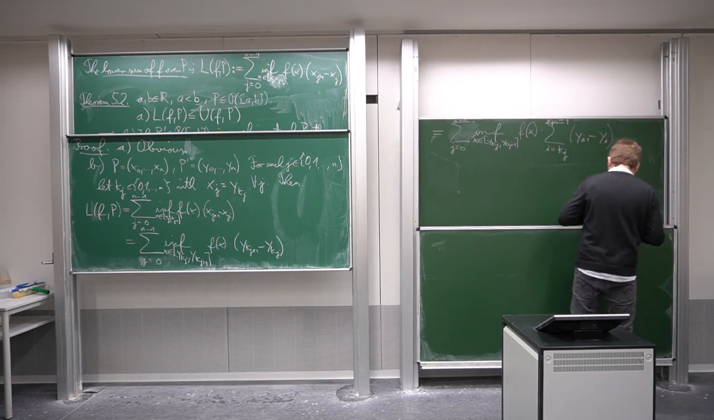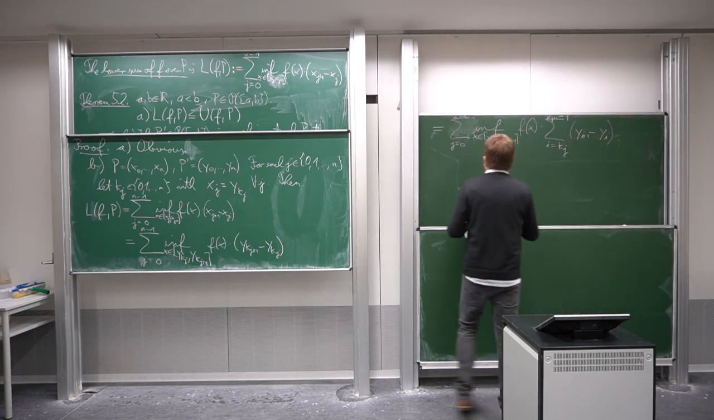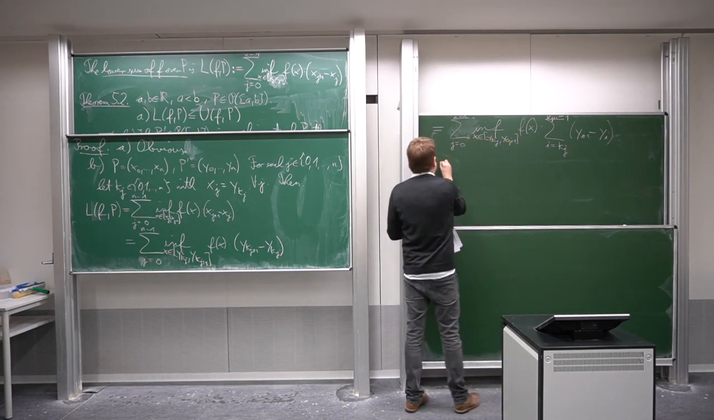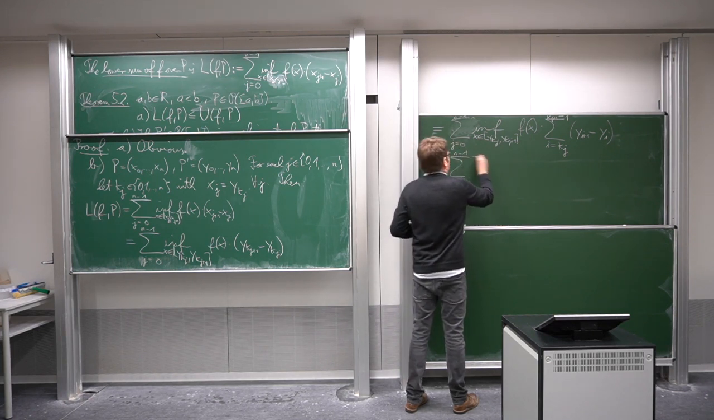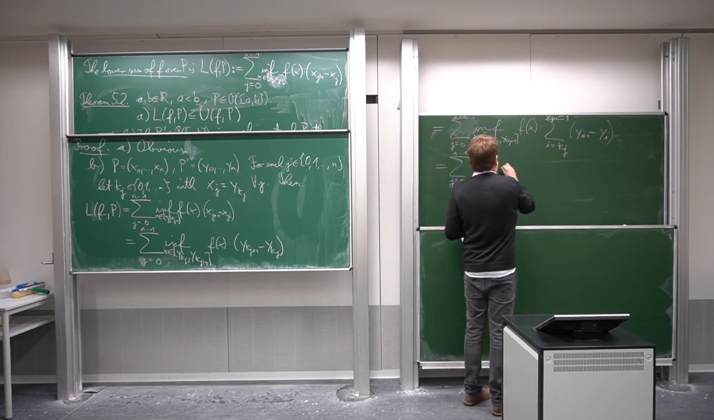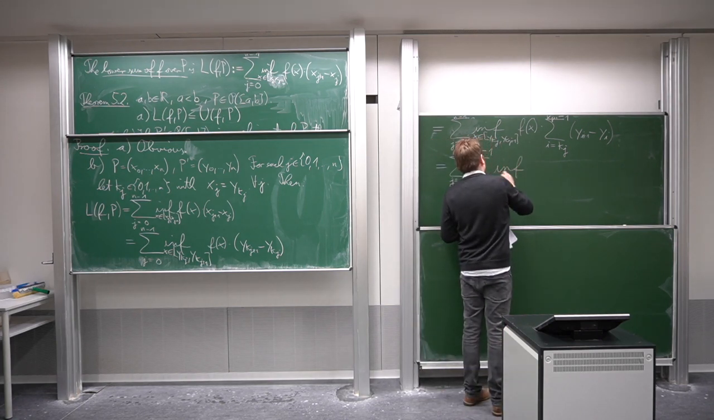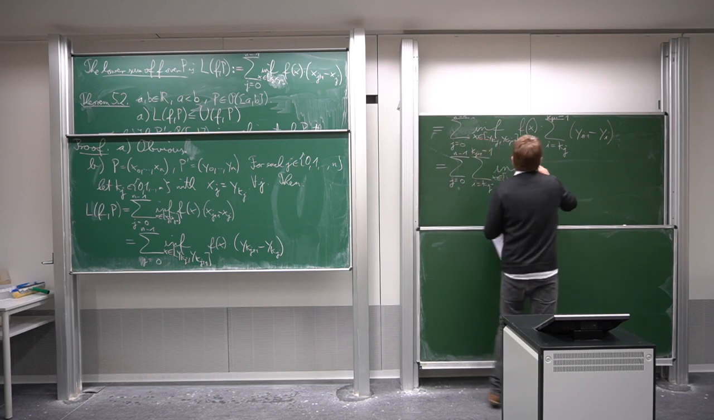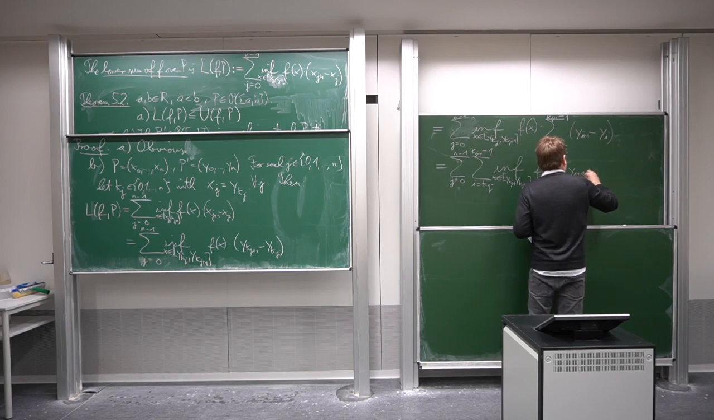Okay, we can now reorder these things by putting the sum in between, so basically multiplying each summand with this here. So this is the sum over j from 0 to n minus 1, sum over i from k_j to k_{j+1} minus 1, of the infimum of f(x) for x in the interval from y_{k_j} to y_{k_{j+1}}, times y_{i+1} minus y_i.